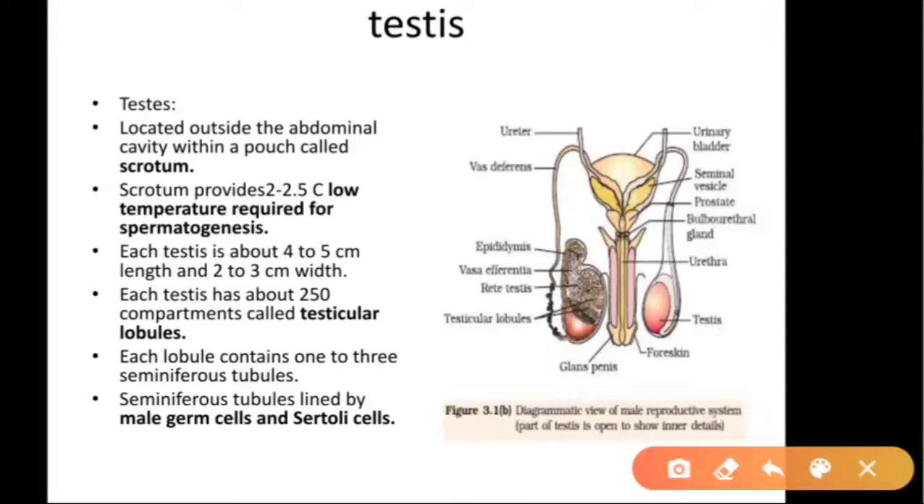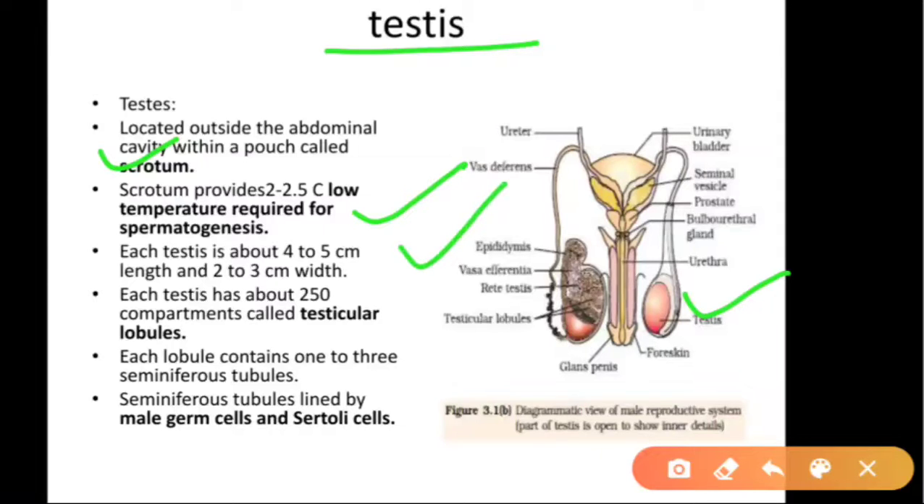Now we can see the detailed structure of the testes. These are two testes, and in mammals, especially in human beings, these testes are present outside of the body, below the abdomen, within the scrotum. Within the scrotum, because in humans spermatogenesis needs a temperature 2 to 2.5 degrees Celsius lower than the body temperature. That's why they are hung into the scrotum, where spermatogenesis takes place.